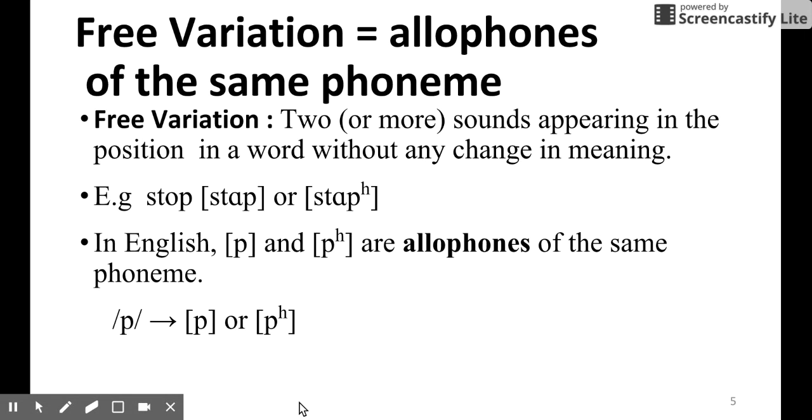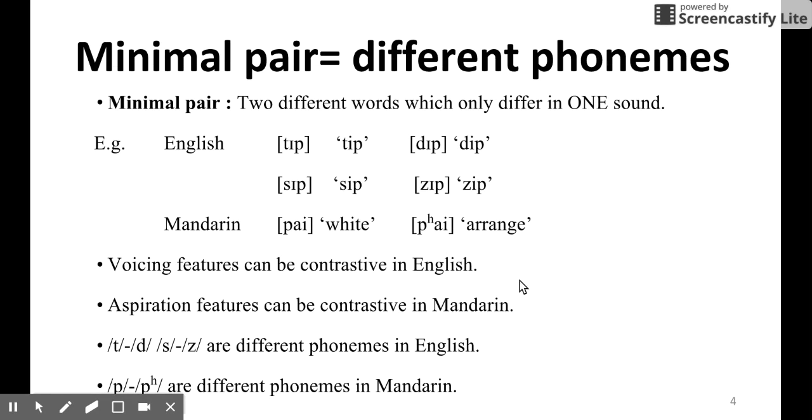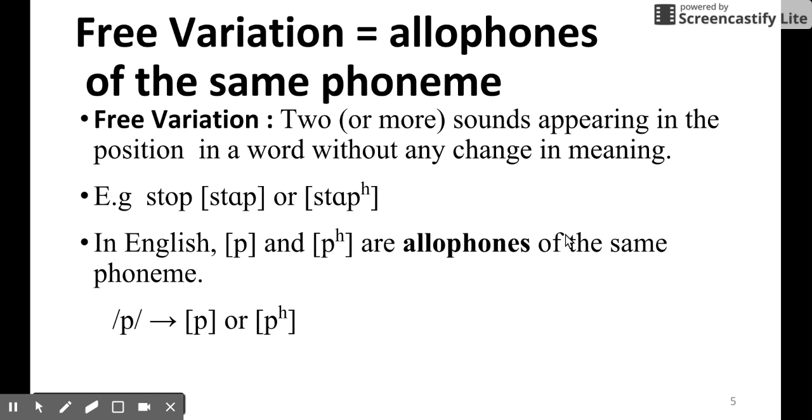Okay, then let's talk about free variation. So we have covered the different phonemes part, and then let's see in what condition we can say two sounds are the same phoneme but just different realizations. Okay, the first case is free variation. So free variation is that two or more sounds appear at the same position in a word without changing the meaning. So, for example, if we try to pronounce this word, we can pronounce it as stop, right?